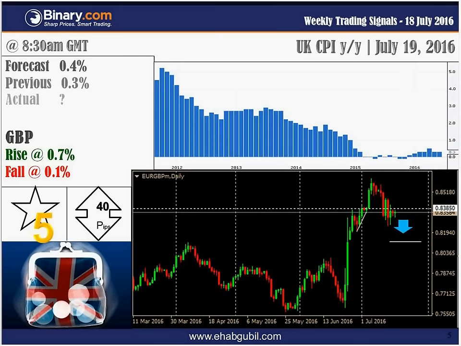Here we can see the Euro Pound daily chart. My recommendation to trade this news: I expect the market, if we get an actual release between 0.1% and 0.7%, to keep moving downwards. The duration to trade this news is 4 trading days.